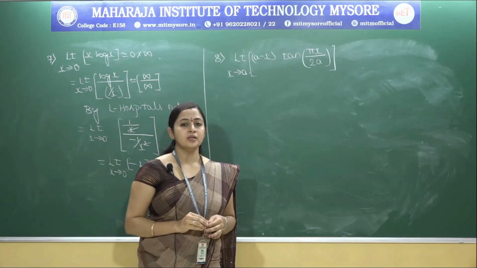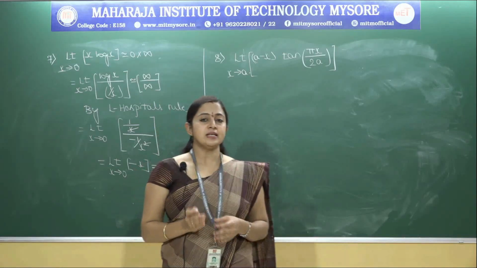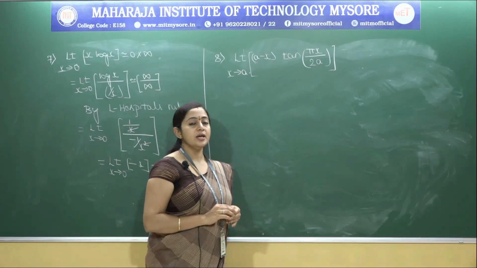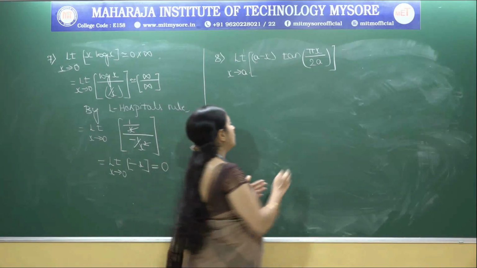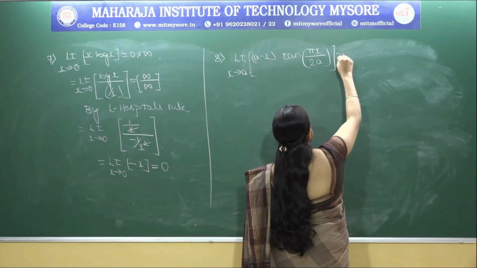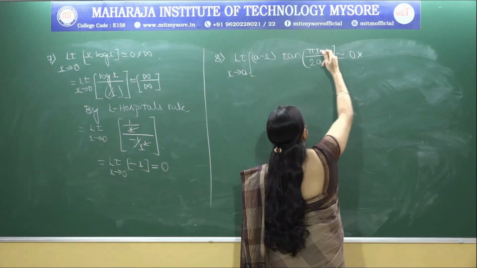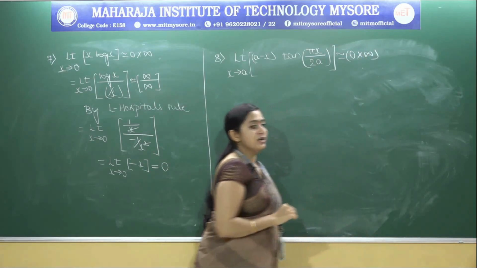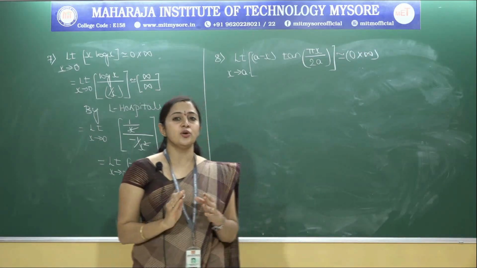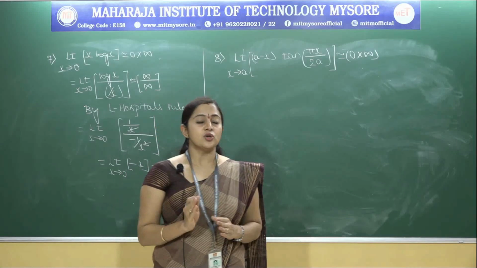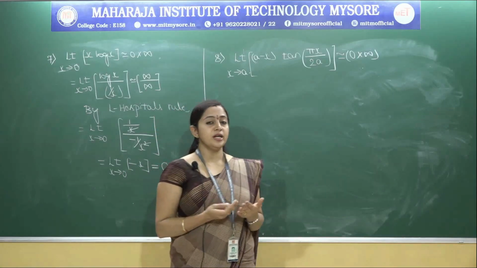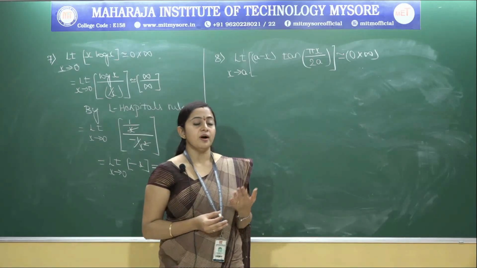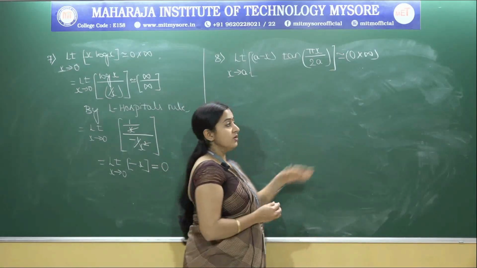The next problem: limit of (a minus x) tan(pi x divided by 2a) as x tends to a. If you apply the limit, a minus a will get 0. Here a and a get cancelled, and tan pi by 2 will get infinity. So the problem tends to 0 into infinity form. So you convert into a standard indeterminate form, write any of the terms to the denominator. In this problem, I write the tan x to the denominator.